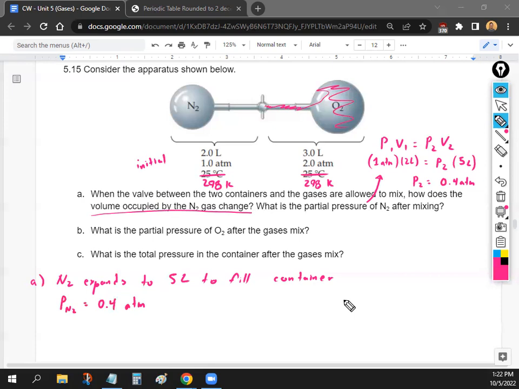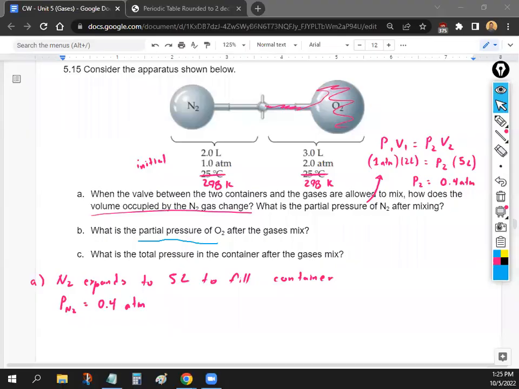Alrighty, so based on that, do you think you could do B and C on your own? Okay, I'll let you try. It's very similar. Part B is the same thing, except this time you're looking for O2. And then for part C, you're looking for P-tot. I'll give you about 2 minutes to try that out, okay?